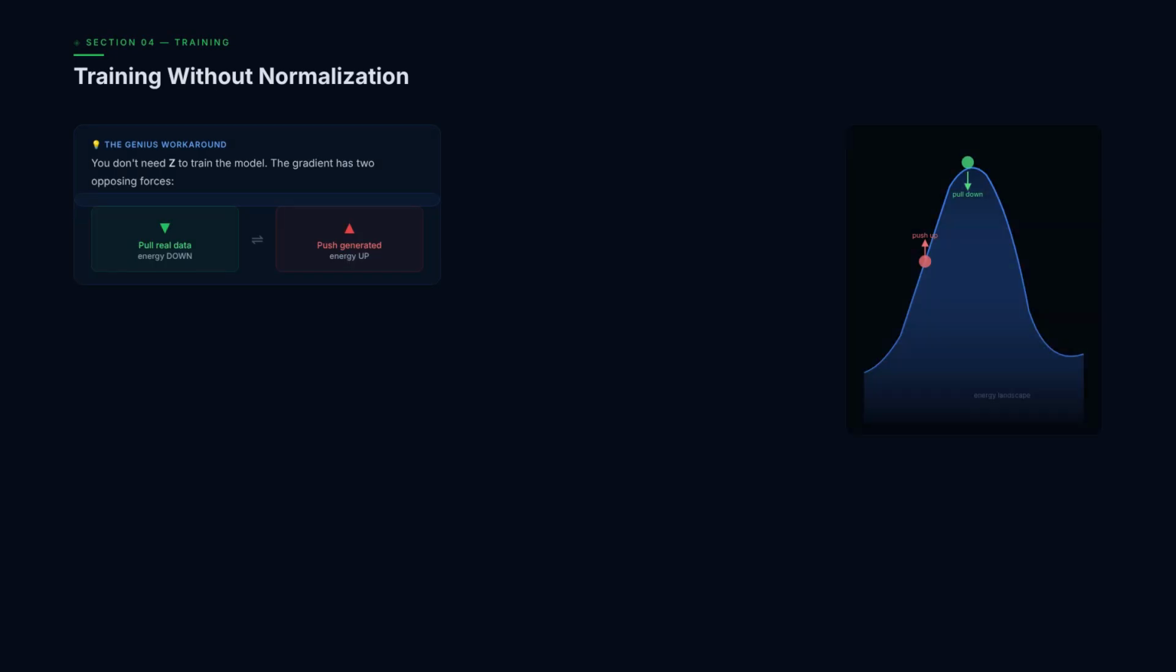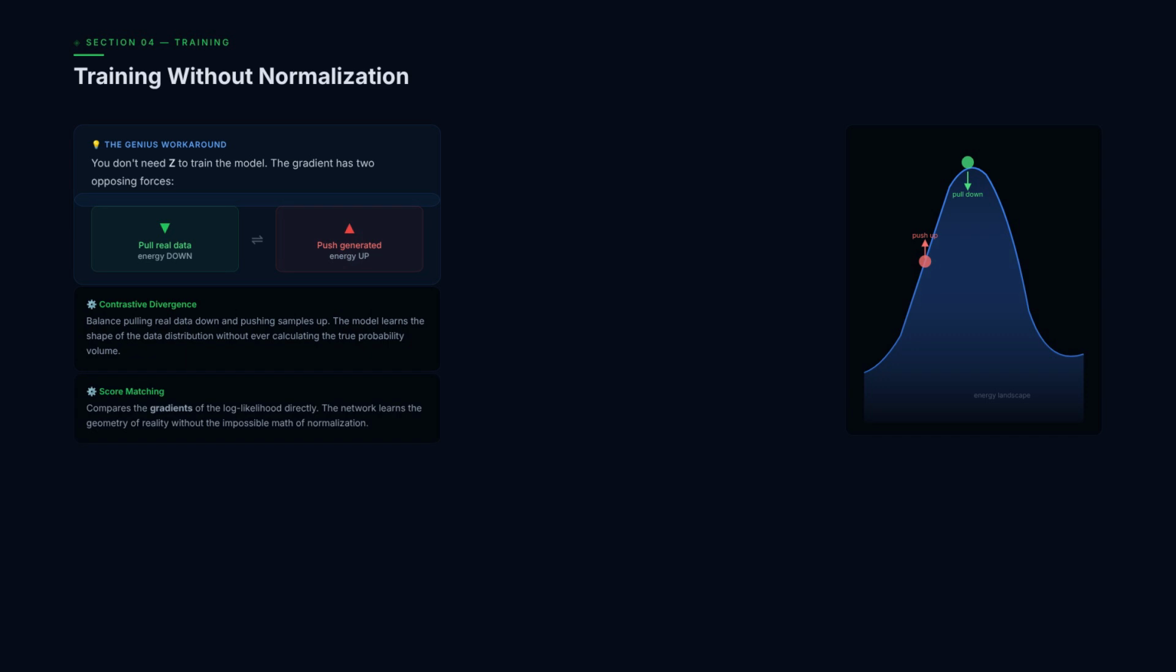But here is the genius workaround: you don't need Z to train the model. We use algorithms like contrastive divergence. The gradient has two opposing terms. First, you pull the energy of real data down the hill. Second, you push the energy of generated samples up. By balancing these forces, the model learns the shape of the data distribution without ever calculating the true probability volume. Another method, score matching, compares the gradients of the log likelihood directly. This allows the network to learn the geometry of reality without getting bogged down by the impossible math of normalization.